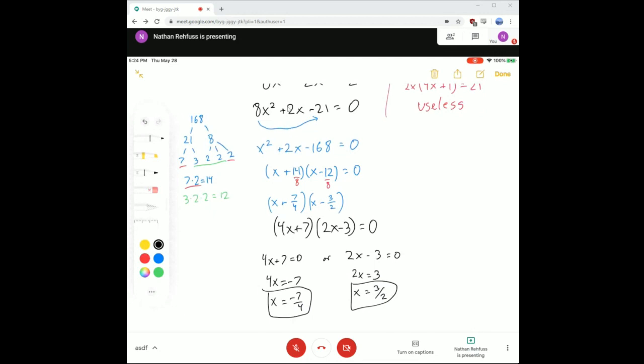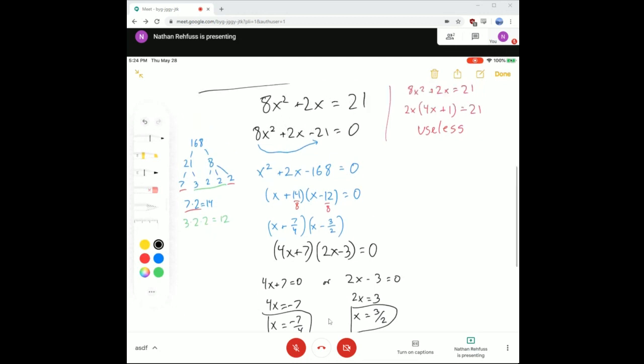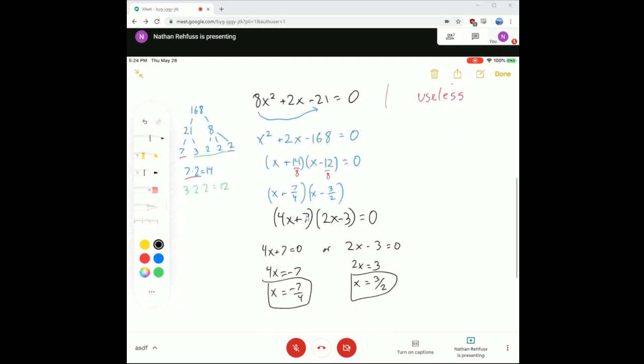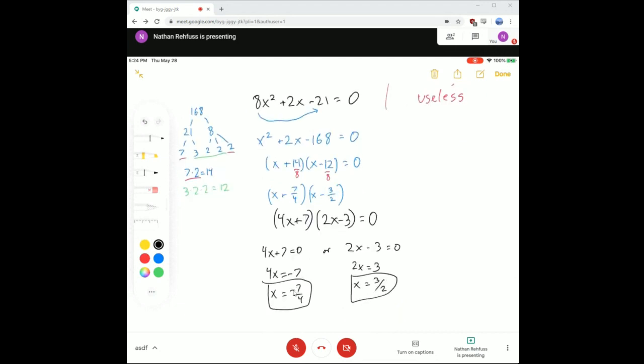You could plug these back into the original equation all the way back up in the first line if you want to make double sure, but these really are the correct solution, so I'm not going to do that. And check out the pattern. This number, but opposite, is the numerator, so 7 becomes negative 7, and this number is the denominator, 4. This number, but opposite, positive 3, divided by this number, 2. So that's how you go from a factor like this to your root.